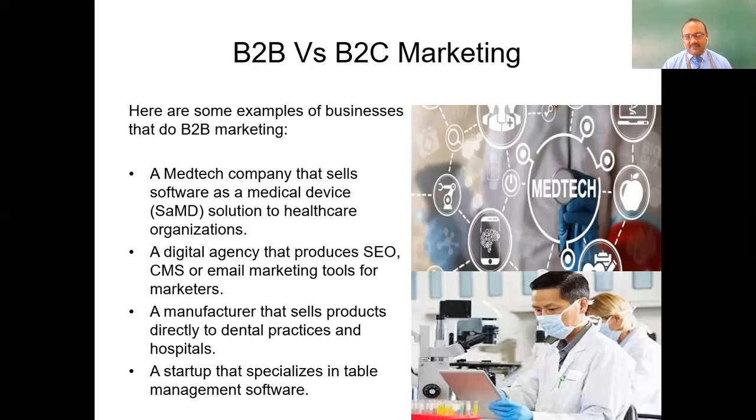Second example could be of a digital agency that produces search engine operations, CMS, or email marketing tools for marketers. These are the digital marketing companies that help you promote your business, that help you send multiple emails to different targets of consumers based on the databases that you have, so that it helps you have a better or wider reach, so that more and more potential consumers in the market will get to know of your product or your marketing efforts.